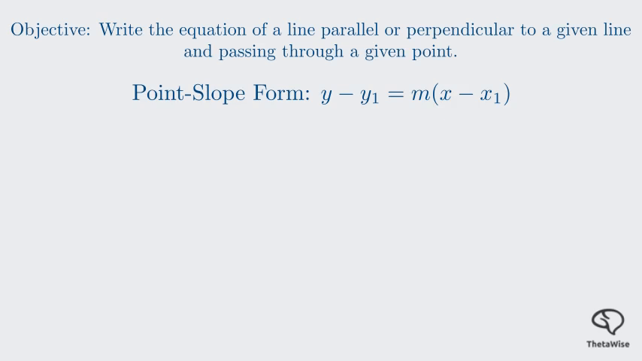The strategy is always the same. First, find the slope of the given line. Second, use that slope to find the slope of your new line. Same for parallel, negative reciprocal for perpendicular. Third, plug that new slope and the given point into the point-slope form. Finally, simplify the equation into slope-intercept form, y equals mx plus b.